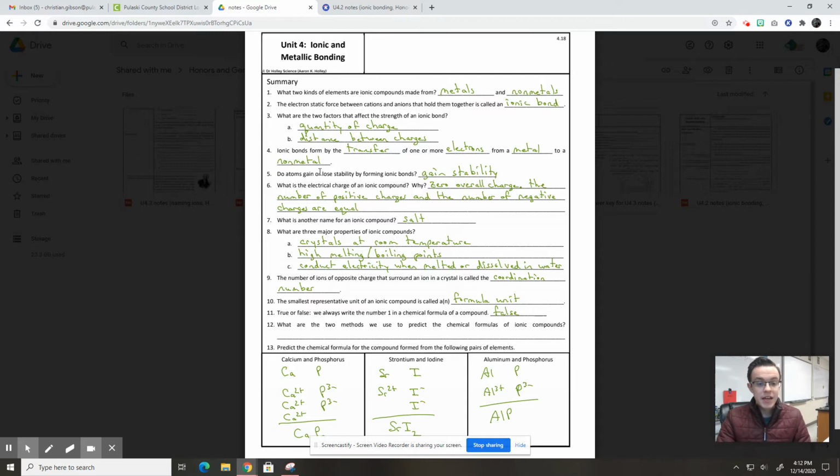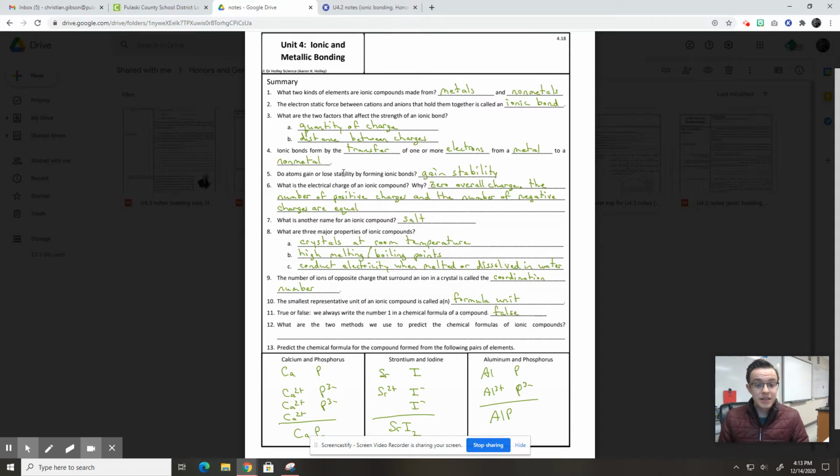Number 5, do atoms gain or lose stability when forming bonds? They gain stability, okay? They become like the noble gases because the metals are losing the electrons that are just extra, and now they're like the noble gases, and then the nonmetals are gaining the electrons they need from the metals so that they can be stable like the noble gases.